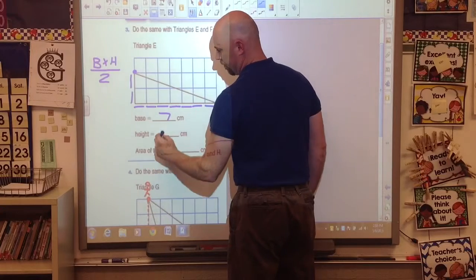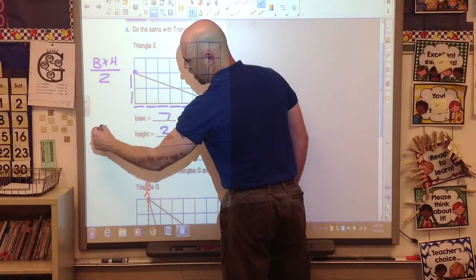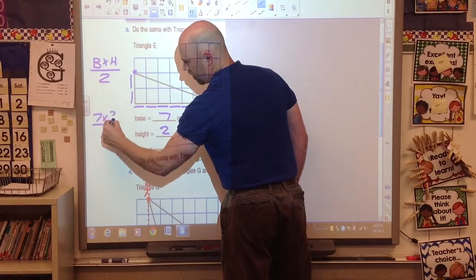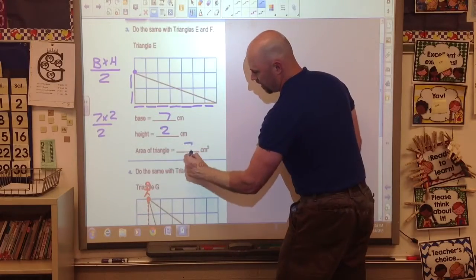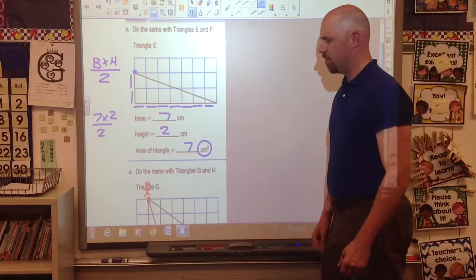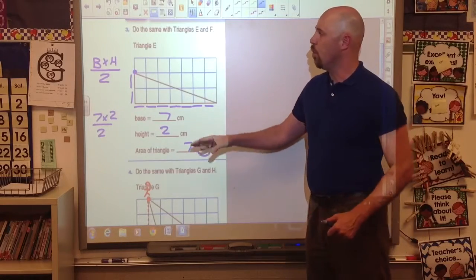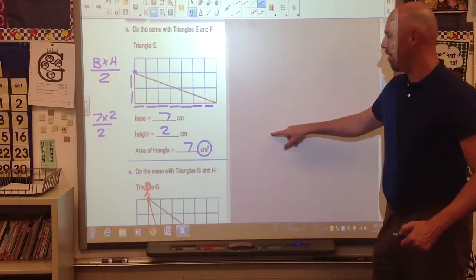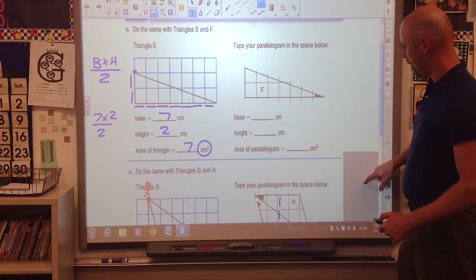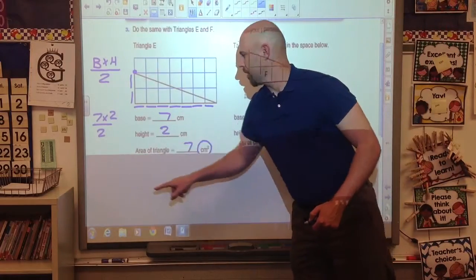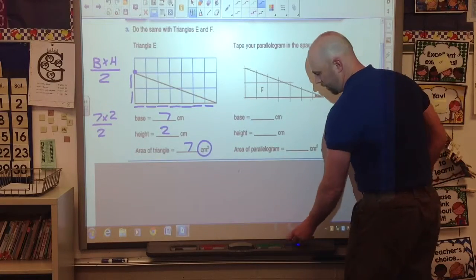1, 2. So base times height divided by 2, the area of this thing should be 7 times 2, which is 14. And 14 divided by 2 is 7, and there's our units. 7 square centimeters. That's the area of the triangle. 14 would have been the area of the whole thing. And we'll take a look over here. Right next to it we have the area of a parallelogram. Well, our parallelogram is going to be a rectangle.